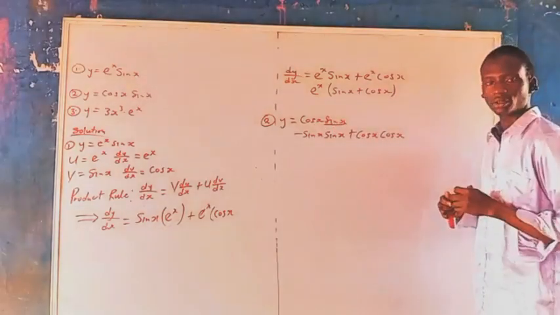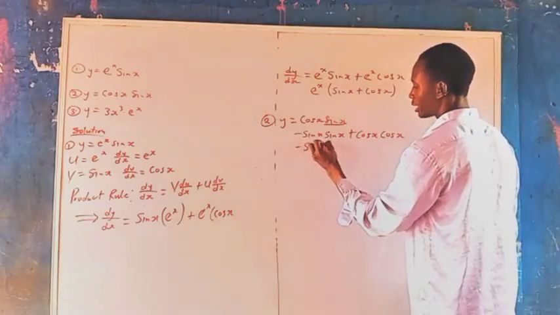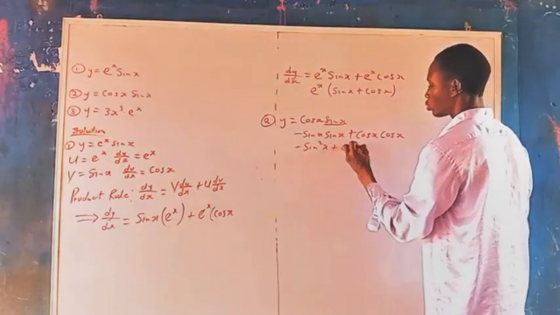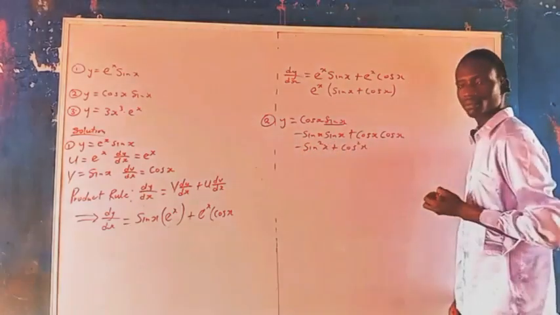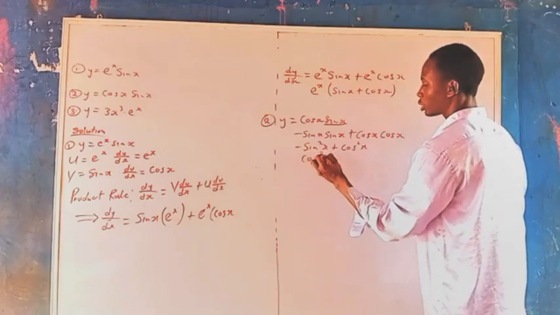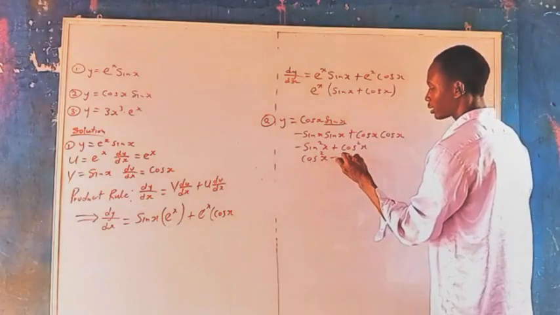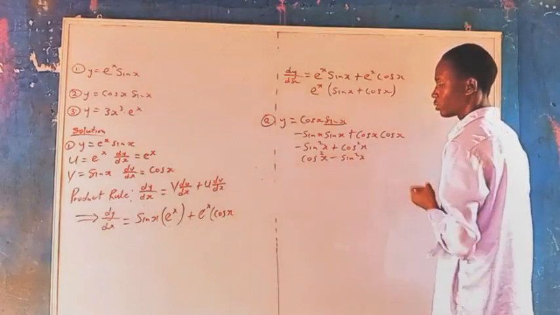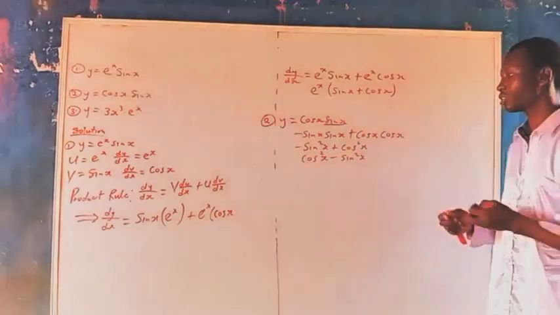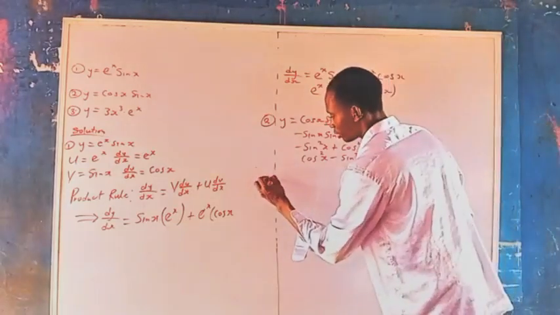I hope you get that now. So now this will be minus sine squared x, plus cos squared x. I can rearrange this because I just want the positive one to be in front. So I'm having cos squared x minus sine squared x. Okay, and this is the solution to that problem. So, all right, now let's move to number 3.